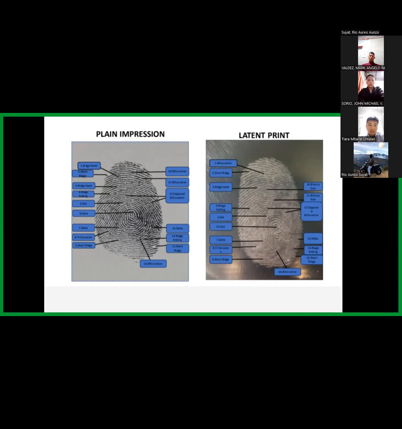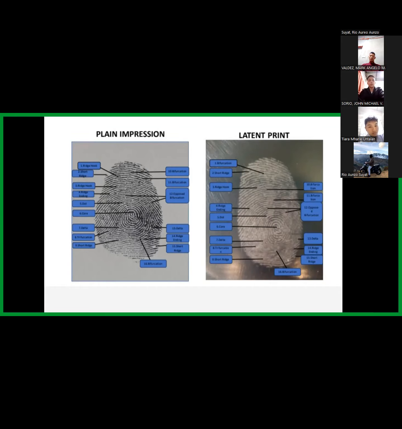Question number 11. What are the fingerprint pattern and pattern areas? Fingerprint pattern areas refer to the specific formation or arrangement of ridges, furrows, and other unique characteristics found on the fingertips, palm, and sole of the feet.